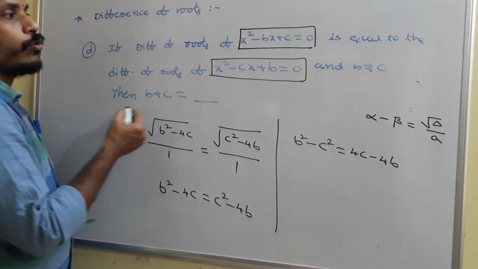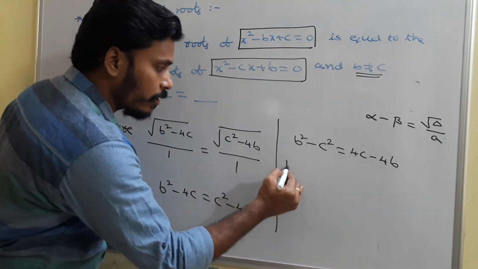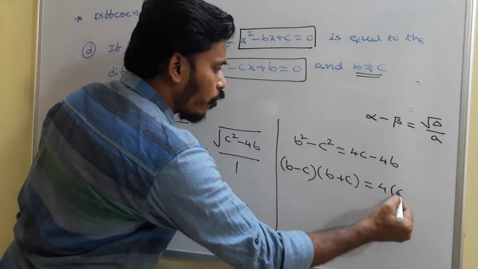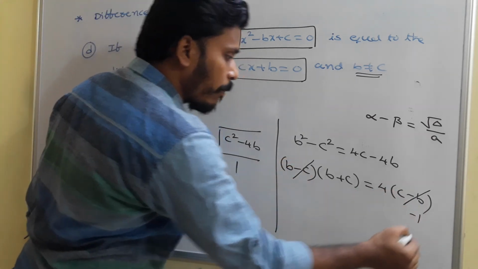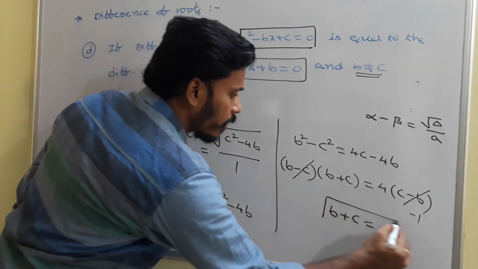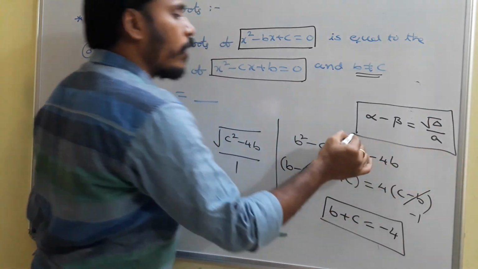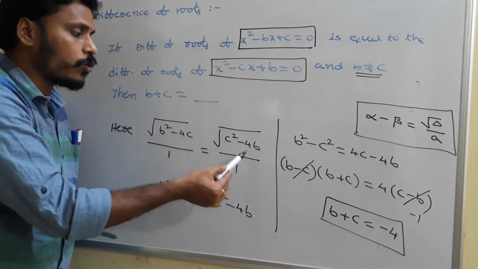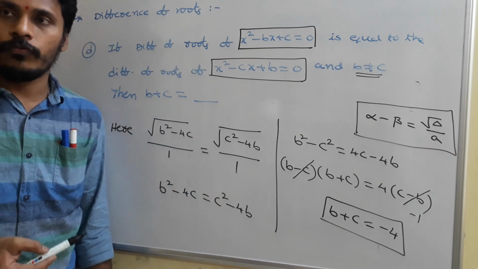Yeah, the question also mentioned that b is not equal to c, and that's why now we are allowed to cancel that b minus c. So on this side, (b minus c) into (b plus c), and on this side 4 times (c minus b). This b minus c cancels with c minus b by minus 1 times, and so we have b plus c is equal to minus 4. Just have a look. We just utilized this particular logic. Okay. Difference of the roots is root delta by a. So root delta means root of (b square minus 4c) by 1, and here root of (c square minus 4b) by 1, and on simplification we have that b plus c is equal to minus 4. Just have a look.